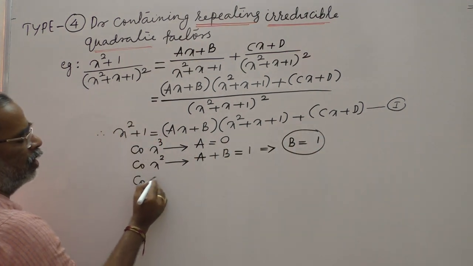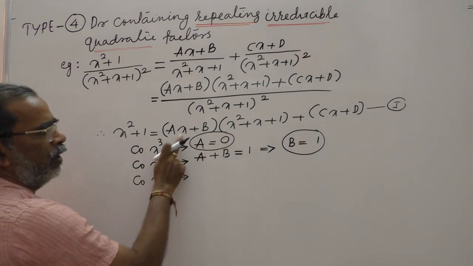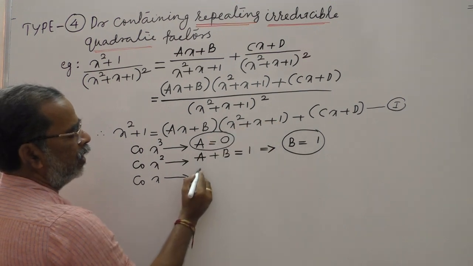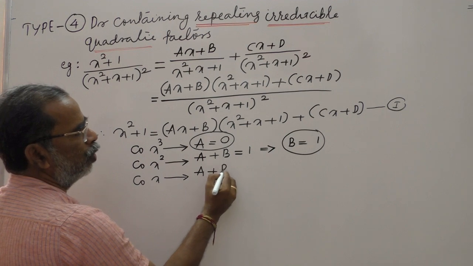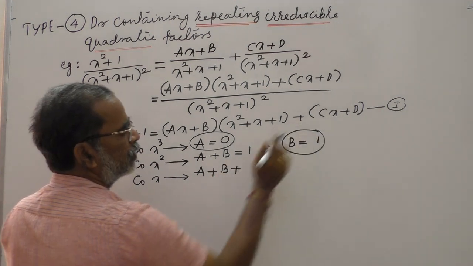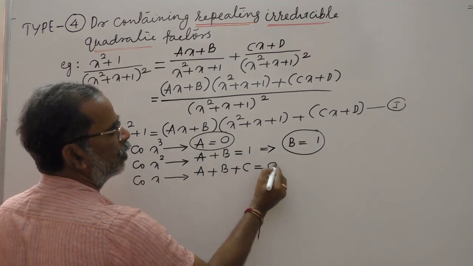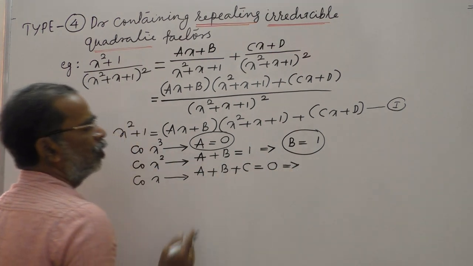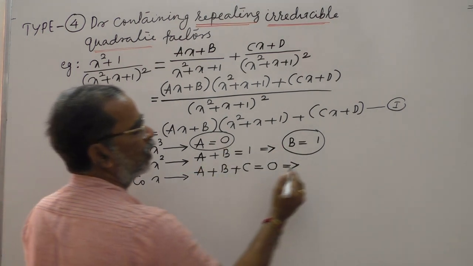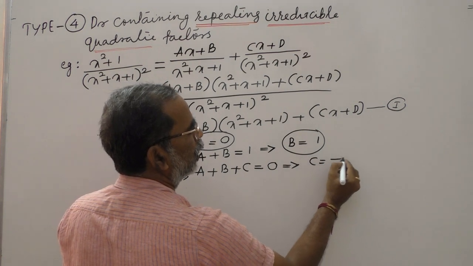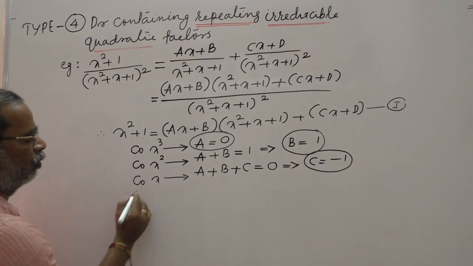Next, coefficients of x terms on both sides. You see carefully, ax into 1 is ax, coefficient is a. b into x is bx, coefficient is b. cx is there, coefficient is c. On the left side, no x term, so 0. So ab already obtained, a equal to 0, b equal to 1. If you put this, c will be minus 1. 3 values have come. Now one more value.